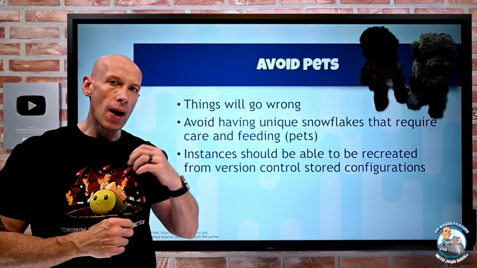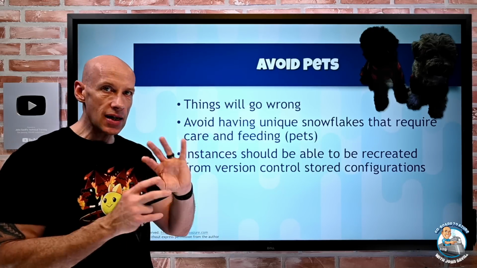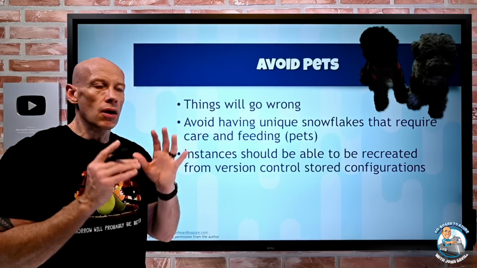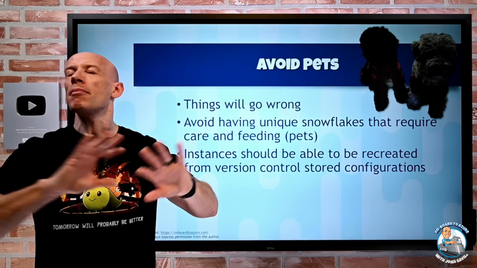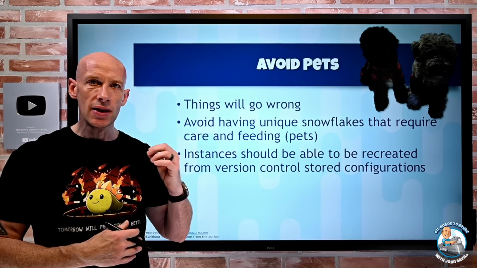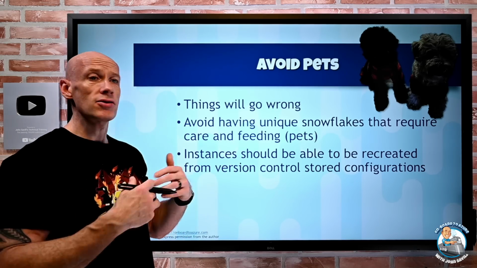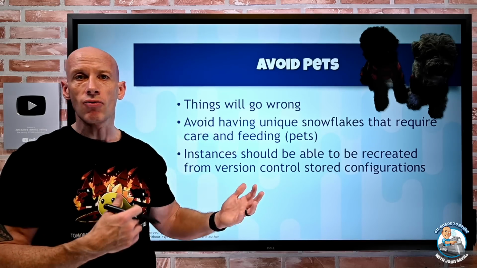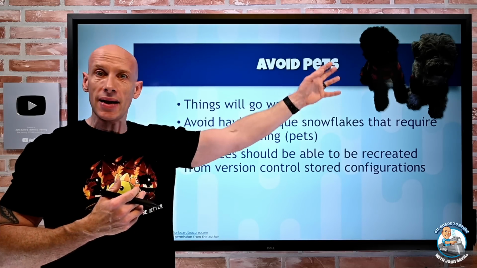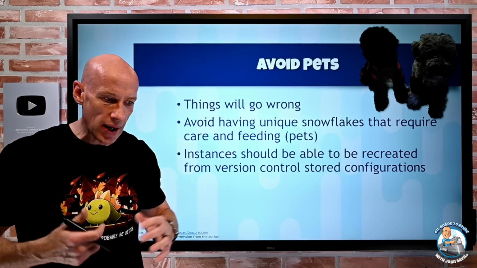Nothing should require manual clicks or have some unique configuration that, oh, if this box goes down, I'm totally messed up. You'll hear pets and cattle. The idea is I can replace cattle generally a lot easier than I would replace a beloved pet. That's really just the way it goes.